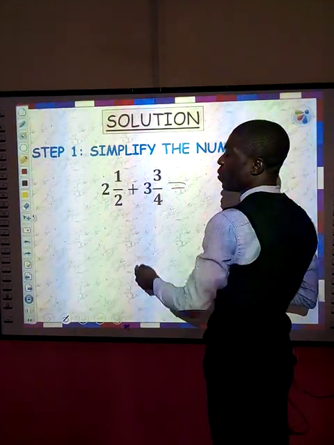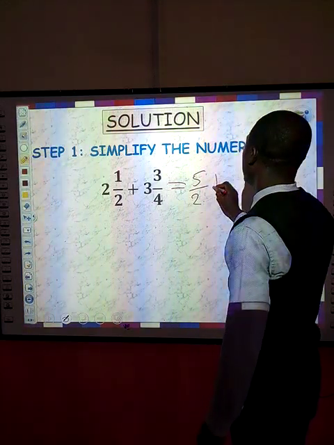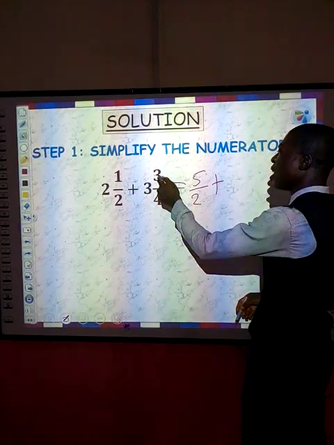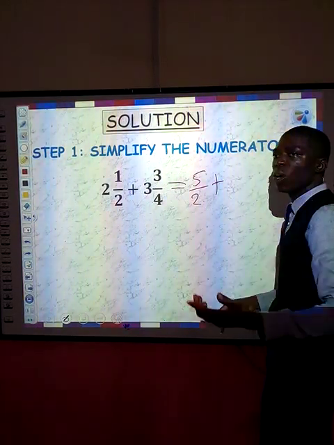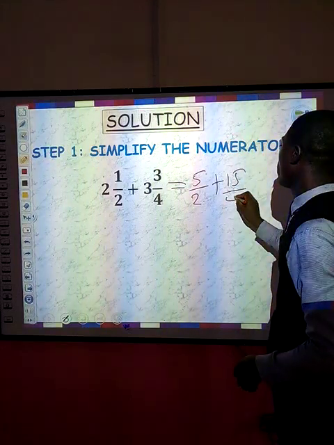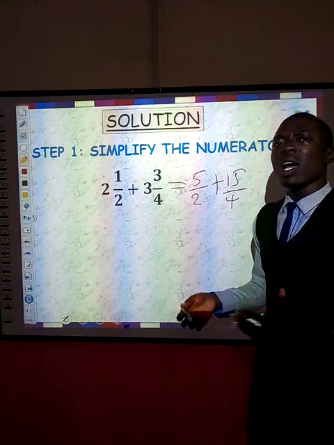So 2 times 2, you get 4. 4 plus that one, then you get a 5 by 2. So you put your addition sign. Now multiply the denominator here by the whole number, then you add the numerator. So 4 times 3, you get 12. 12 plus 3, you get a 15. So you have 15 by what? 15 by 4.